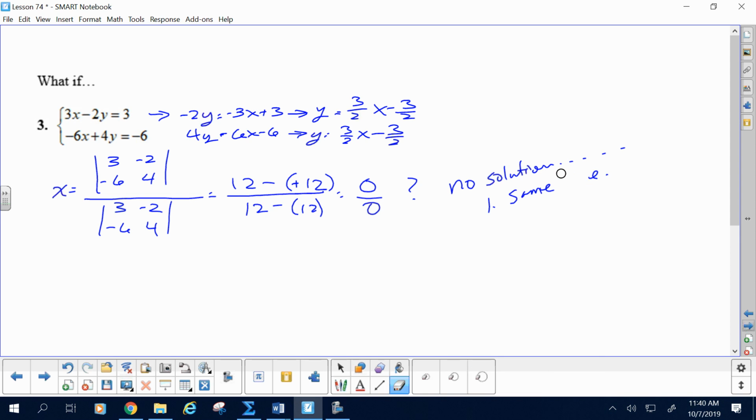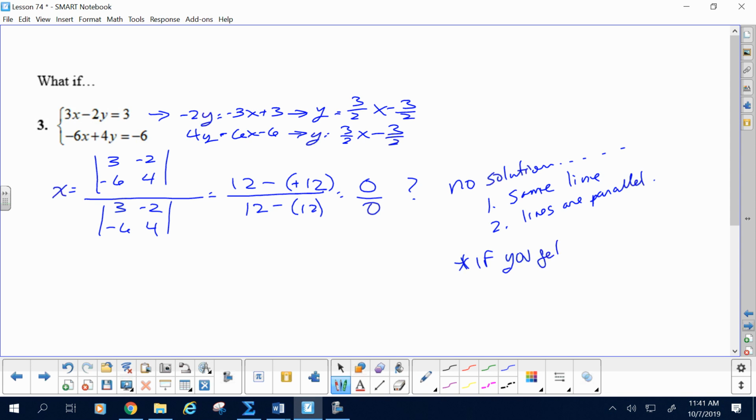Sorry, same line. Another case is the lines are parallel. If you try to find an intersection point between two lines that are parallel, obviously that's not going to happen either. So if you get a bogus solution, if you get no solution, investigate which of these is going on.